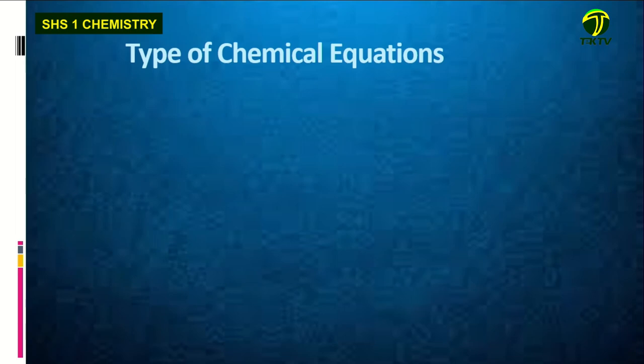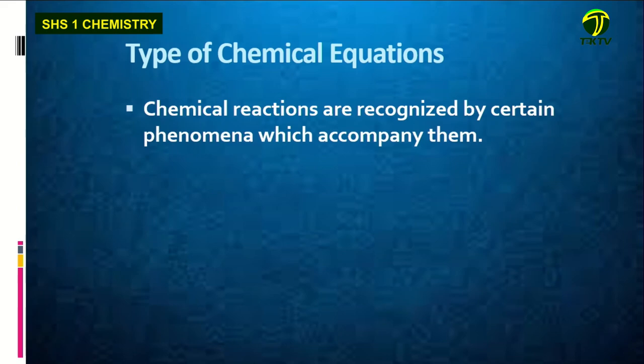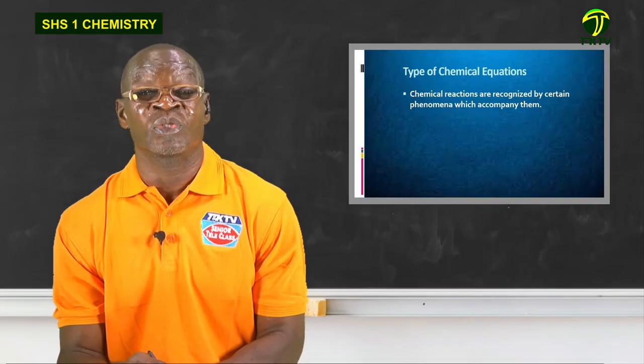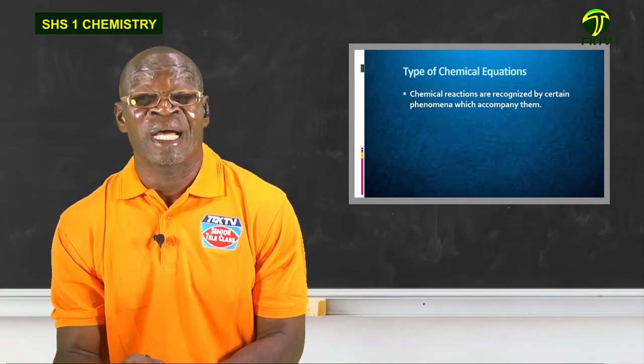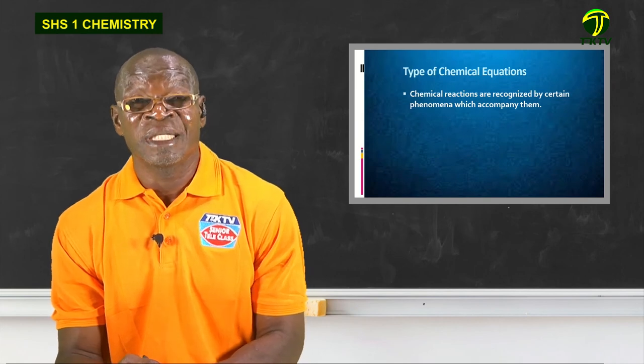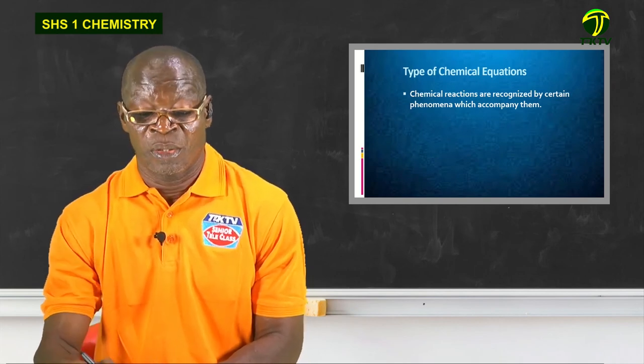Now we have types of chemical equations. What are some of these types of chemical equations? Let's see. A chemical reaction, we recognize it by the phenomenon that is accompanying it. We have different types of chemical reactions. We cannot exhaust them, but we will look at some of them. As time goes on, when we take various topics, we will meet a lot of them.